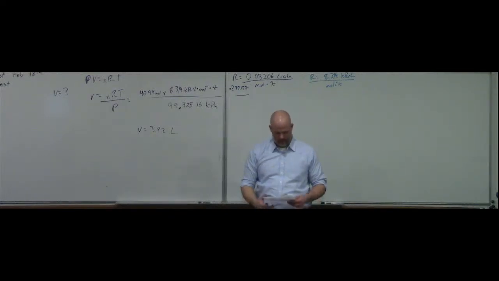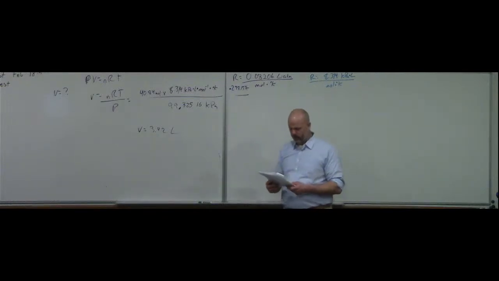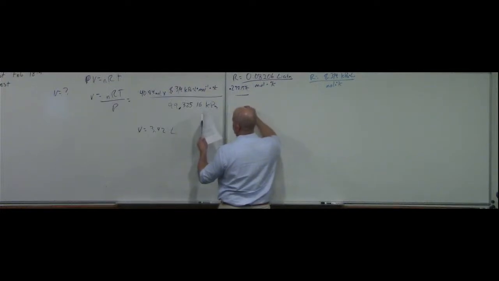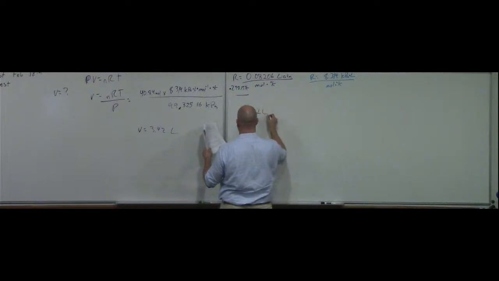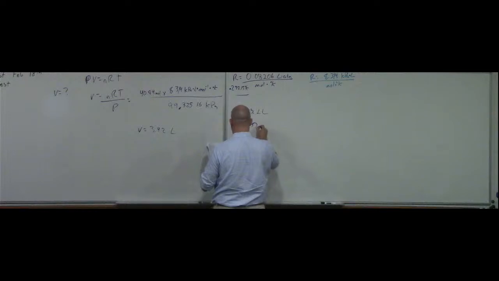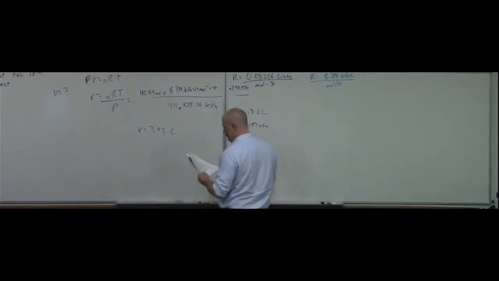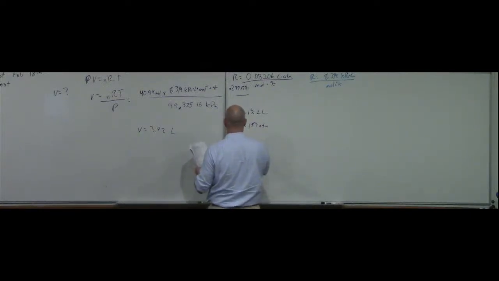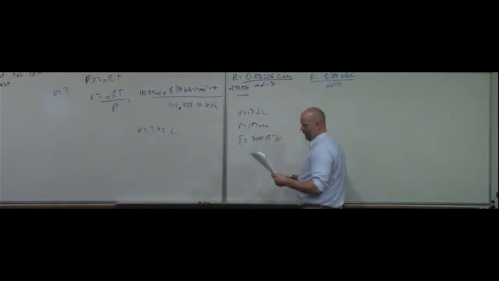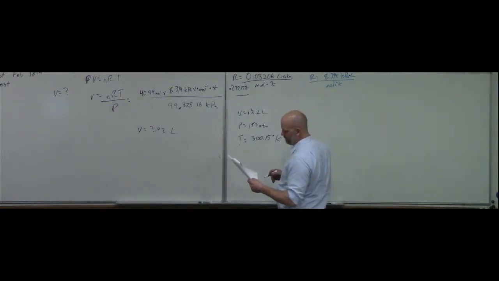Using the combined gas law. When filled with air, a typical scuba tank with a volume of 13.2 liters, so volume is 13.2 liters, has a pressure equals 153 atmospheres. If the water temperature is 27 degrees centigrade, so temperature equals 300.15 degrees Kelvin. How many liters of air will such a tank provide?